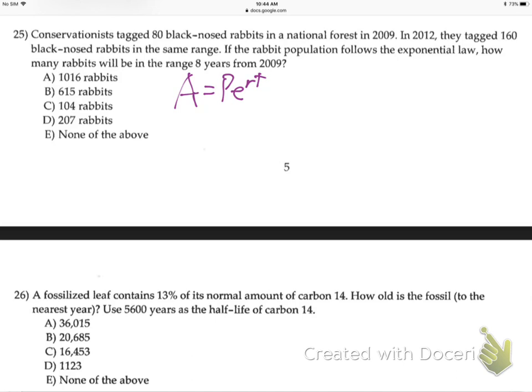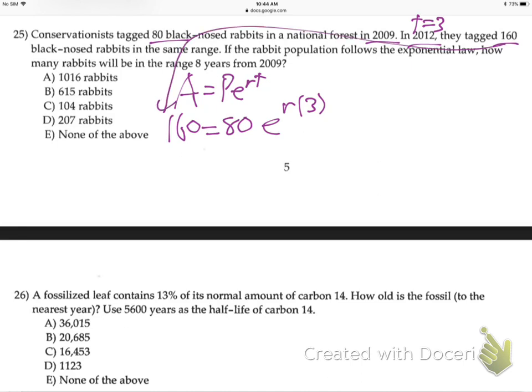Okay, so what does it say? There were 80 of these things in 2009. That's like the principal investment. That's the original amount. Does that make sense? The amount put in the bank at first, the amount put in the forest at first. In 2012, how many years later is that? Three. When time is 3, you see that? That's t, 3 years later. They tagged 160. The amount was 160. So when time is 3, the amount's 160.